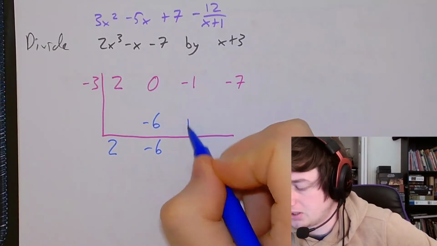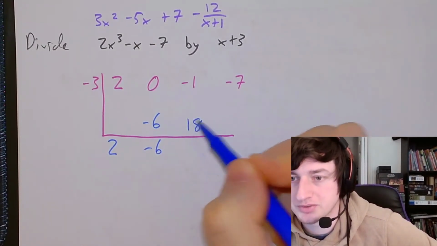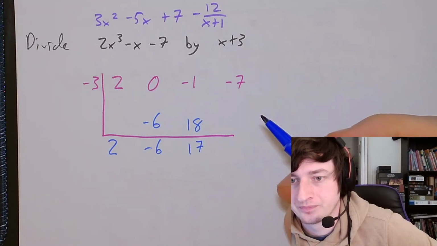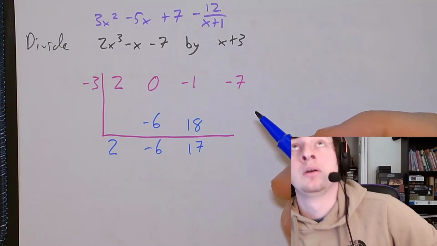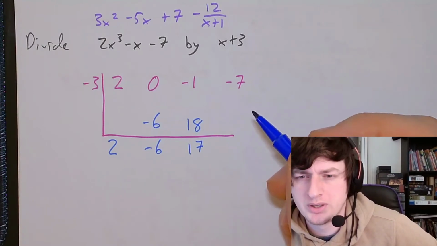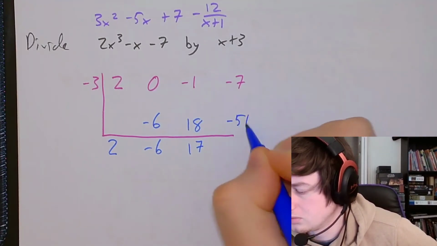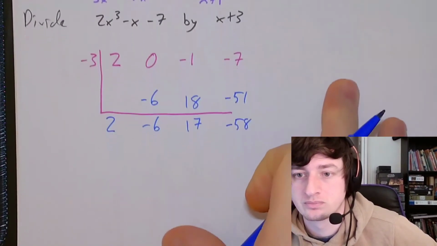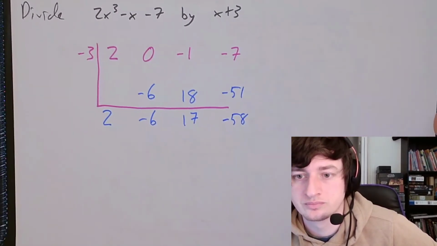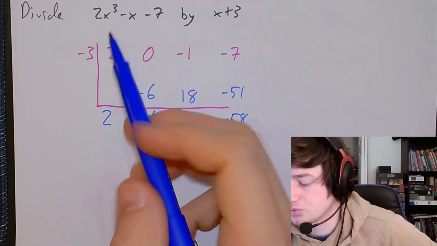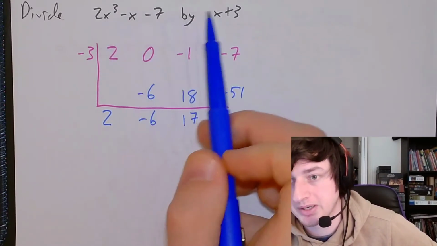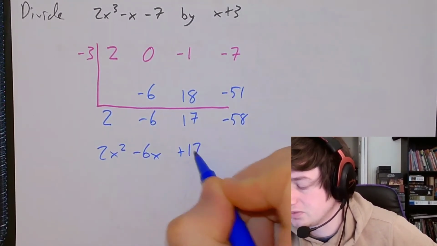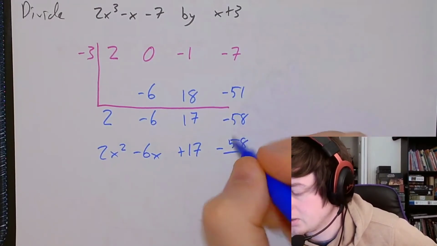Multiply, we get positive 18. Negative times negative gives a positive number. So we get 17 times negative 3. Oh boy. 51, I think. Minus 51. So then we add these, we get negative 58. So our answer then, because we're dividing x cubed by x, we're going to start with x squared. So 2x squared minus 6x plus 17 minus 58 divided by x plus 3.